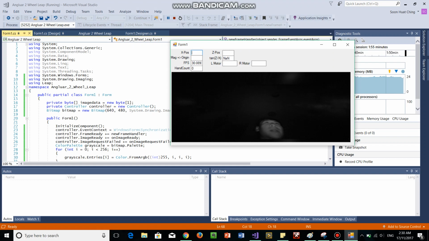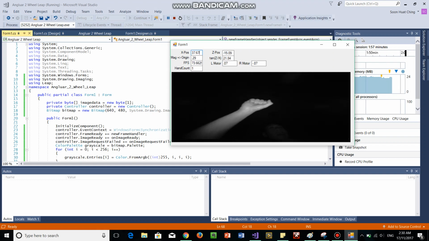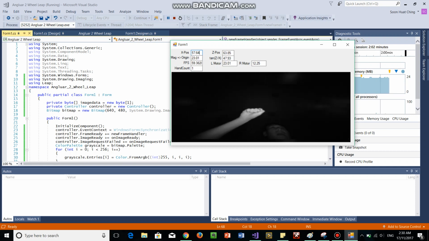Here is the X position of the hand. As you can see, here is the Z position of the hand from forward to backwards. This is the magnitude from the origin of the hand, and here is the angular value of the hand as it rotates clockwise or anti-clockwise from 0 to 90. This is the frames per second, and this is the left motor power, up to 100%, and the right motor up to 100%. This is the number of hands that the Leap Motion device detects.